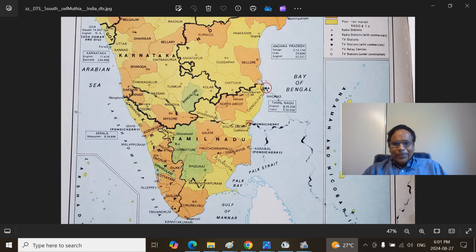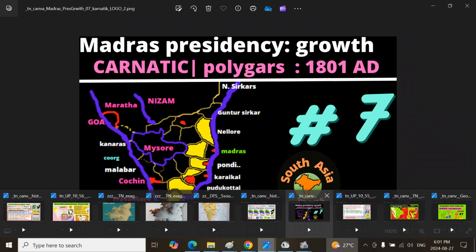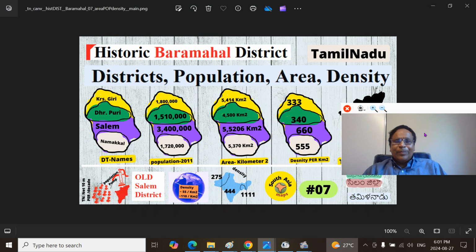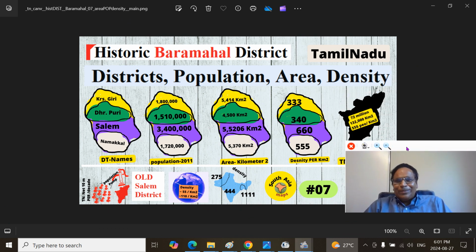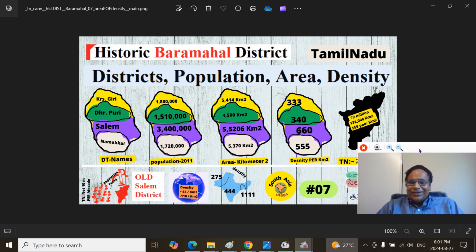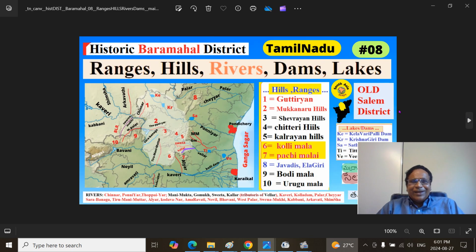Hope this will help you, Mitronam, really understand and comprehend the fascinating historic Baramahal district, old Salem district of Tamil Nadu province, and see you later in another presentation. The next presentation we will take the Baramahal district, what are the ranges, what are the hills, what are the mountains, what are the rivers, what are the lakes and dams. Prominent physical features, you will get a very deeper understanding.